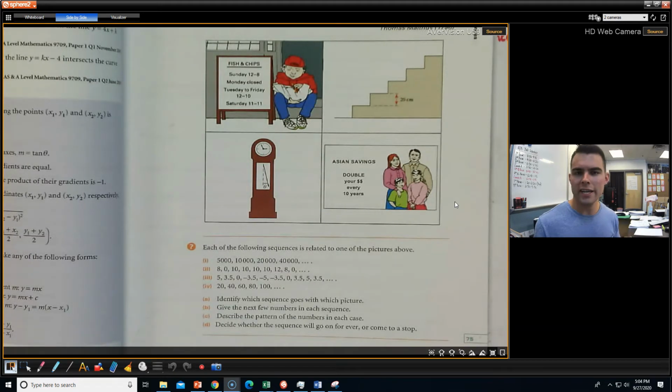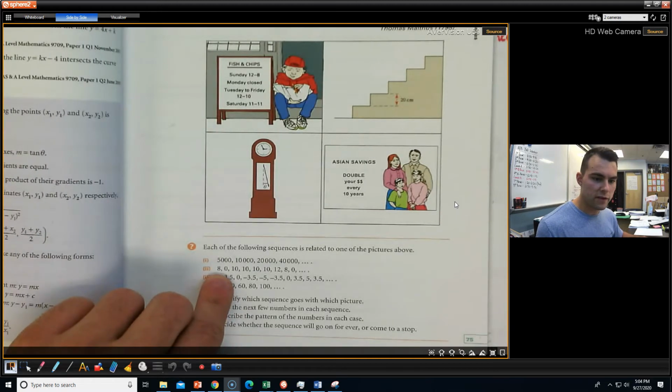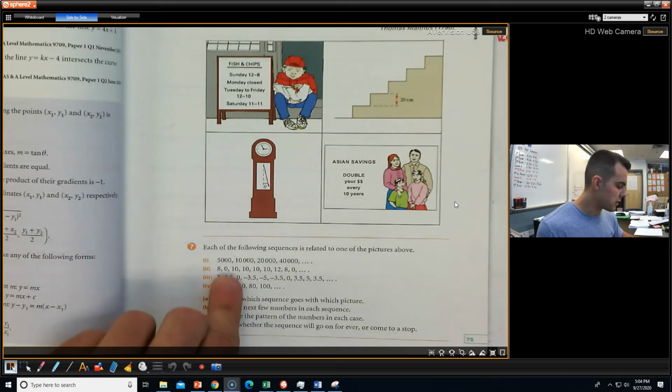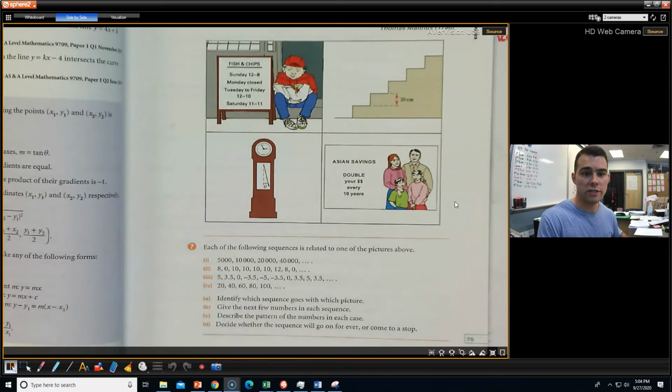The second one: 8, 0, 10, 10, 10, 10. It doesn't look like it has a distinct pattern. To me, this looks like fish and chips. The first day they're open for 8 hours, then Monday they're closed, so they're there for 0, and then Tuesday through Friday they have 10-hour shifts. So that to me is fish and chips.